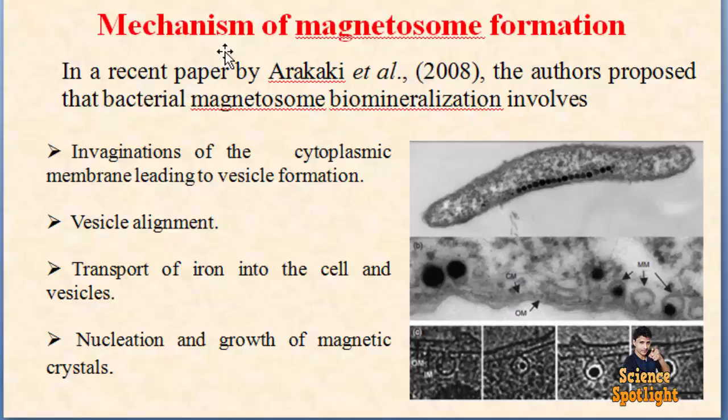Many scientists have proposed many pathways or steps for how magnetosome formation occurs in these bacteria, but in recent studies, one scientist, Arakaki, and his co-workers in 2008 proposed four important steps in the formation of magnetosome. The first step is invagination of the cytoplasmic membrane leading to vesicle formation. Then the formed vesicles align in a straight line. Then iron is transported into the cell and then into the vesicles. Then finally nucleation and growth of magnetic crystals.